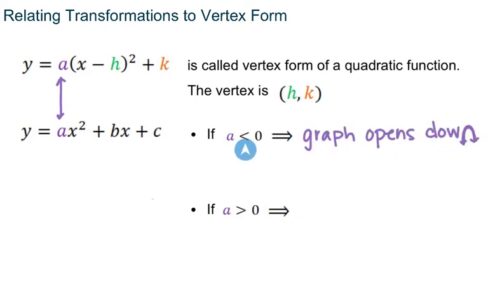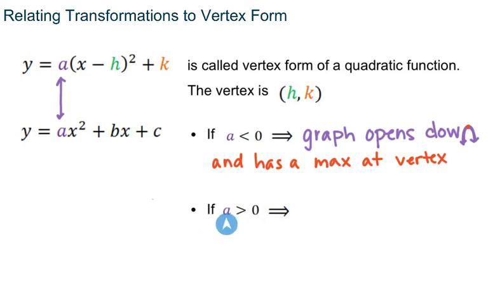So a negative leading coefficient, A being less than 0, means negative. That tells us the graph opens down like a frown. And if the graph opens down, the maximum is going to be at that vertex. So that vertex is a high point. That is a relative maximum.